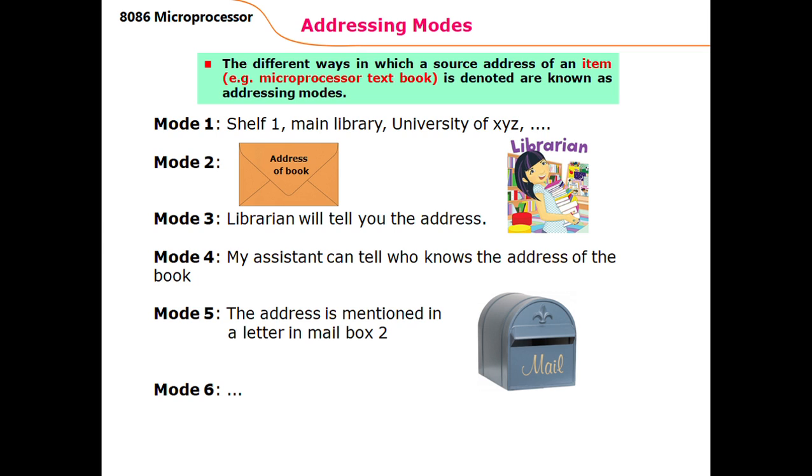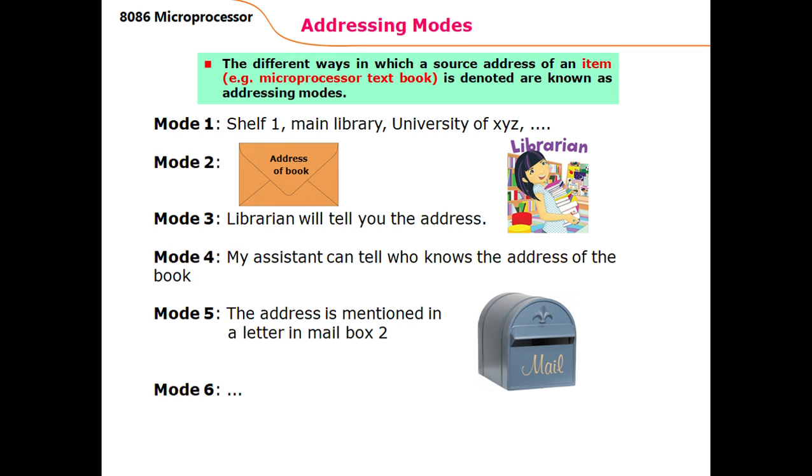There can be a fourth mode. I will tell my assistant, who knows the address of the book. So my assistant knows the person who knows the address of the book. So just go to the assistant and he or she can tell you where the book is, or who knows the address of the book. Mode 5, the address is mentioned in a letter in mailbox 2 somewhere in the university, and there can be a number of other addressing modes.